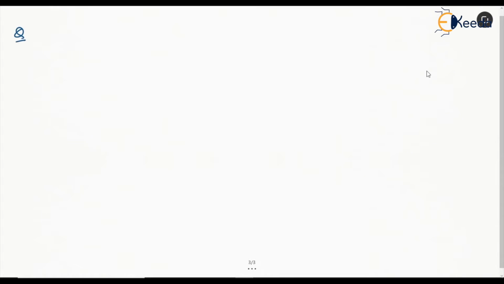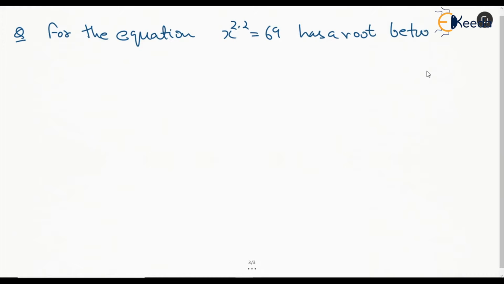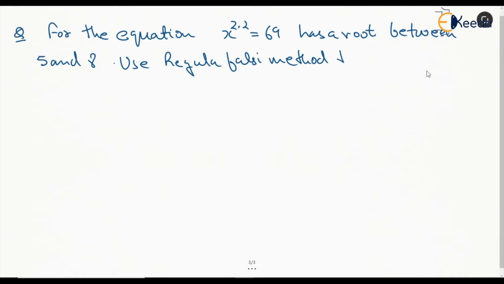So it says, for the equation x to the power of 2.2 equal to 69 has a root between 5 and 8. Use Regula-Falsi method to find it.